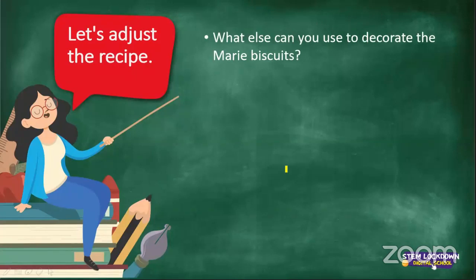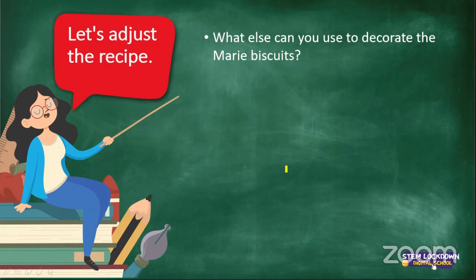What else can you use to decorate the Mori biscuits? So we've spoken about Smarties and jelly tarts and licorice. What else would you like to put on top? Now you can just name it. You don't need to write full sentences, just for the sake of time. Add chocolate. Yes, I love chocolate, so I will also just add chocolate.